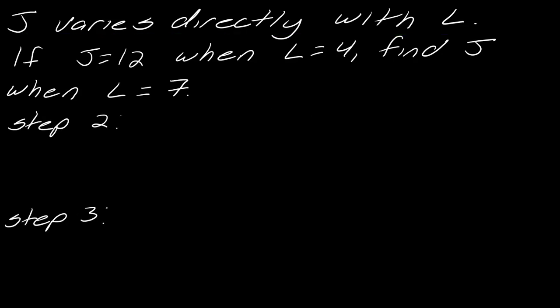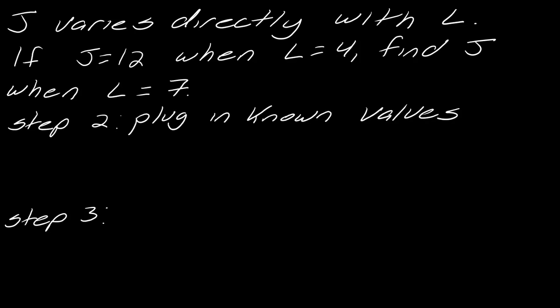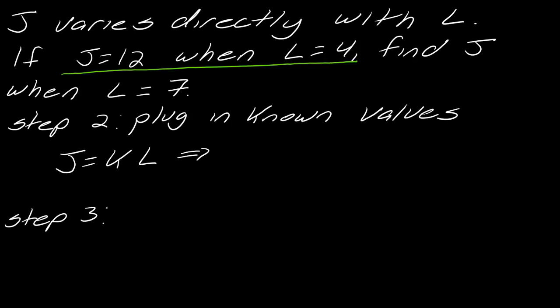So the second step, now that I have that general variation equation, is to plug in some of the known values. So what that's referring to is this part right here. We know how the two values interact with one another in this case. So if J equals 12 when L equals 4, I want to take my variation equation, which was J equals KL, and plug in the values. So this is going to be 12 equals K times 4.